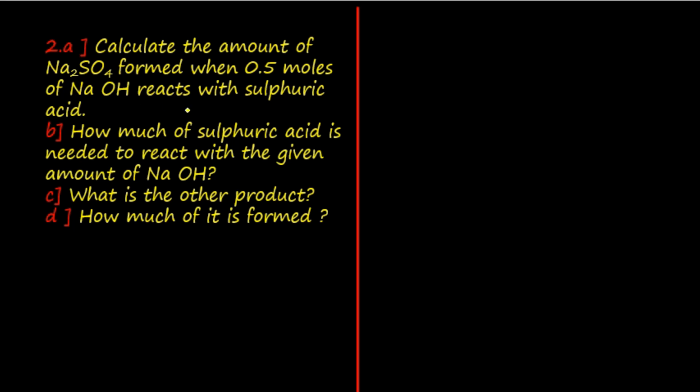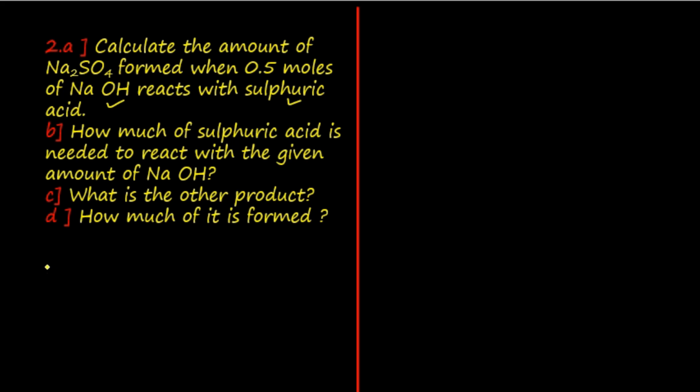Okay, an acid and base are reacting. This is the base and this is the acid. So the products will be salt and water. The name of the salt is given, sodium sulfate. What is the other product? The other product is water. So this question is already answered. Water will be the product. Okay, we will do it systematically.